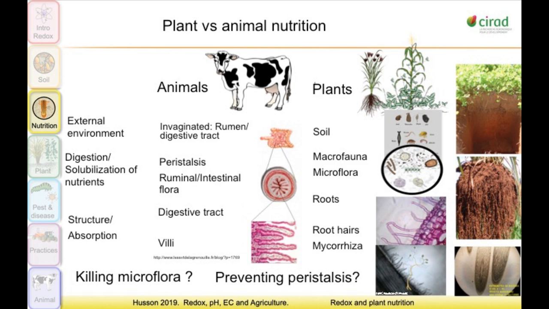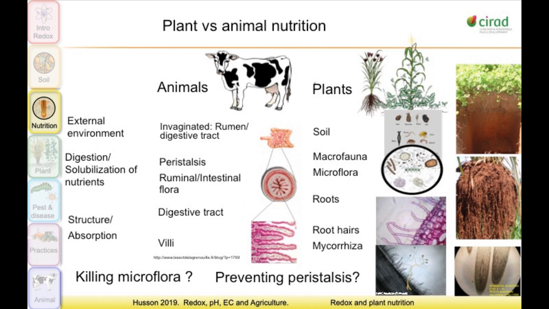Okay. For the structure and the absorption, the process, we have the digestive tract with the villi. And for the plant, we have the roots with the root hairs and the mycorrhizae. Okay. So it's exactly the same. We just invaginated our roots to carry it.